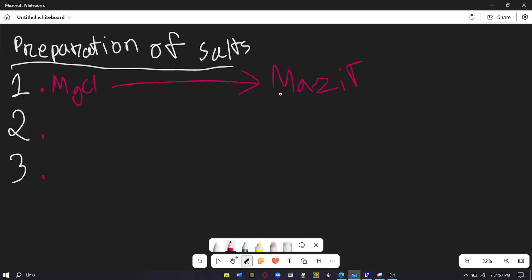It stands for magnesium, aluminium, zinc, iron, and tin. These are the only ones that we can use this method 1 for. So with magnesium, we add HCl, and then we get our product.